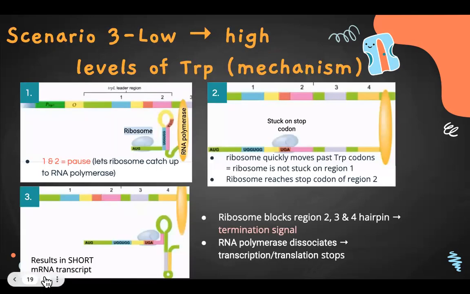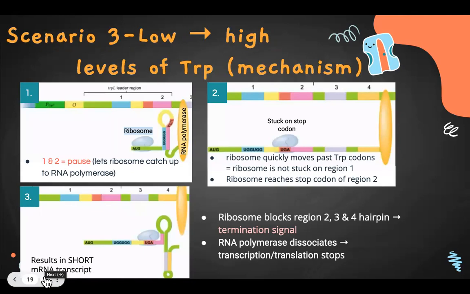That's good. At this time, since there is tryptophan around, the ribosome goes past the trp codons here, since there's tRNA. But then on region 2, there's a UGA, another stop codon. If the ribosome gets to that point, it'll stop there no matter what. It's just a stop codon. It doesn't matter whether there's tryptophan or not.